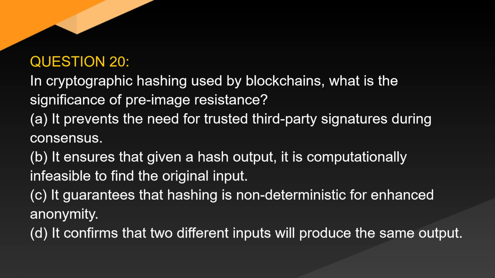A. It prevents the need for trusted third-party signatures during consensus. B. It ensures that given a hash output, it is computationally infeasible to find the original input. C. It guarantees that hashing is non-deterministic for enhanced anonymity. D. It confirms that two different inputs will produce the same output.